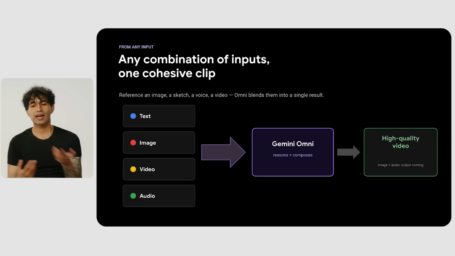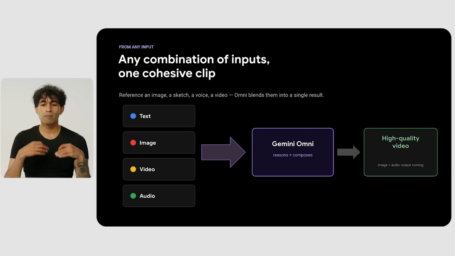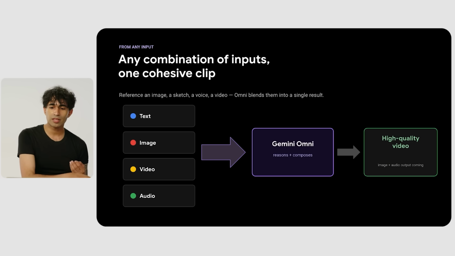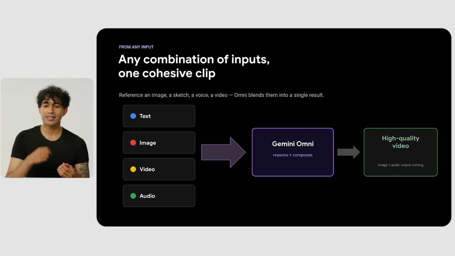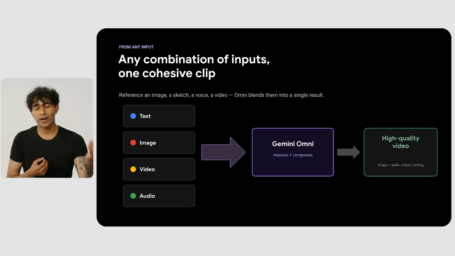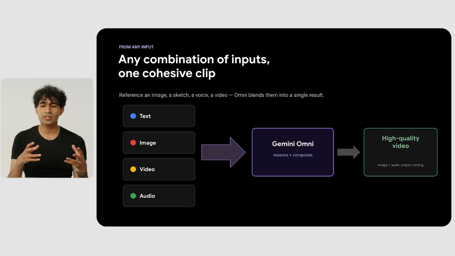So the mechanic that makes Omni different is this. Most video tools will take a prompt. Omni is able to take lots of different references, of any type. And I was just mentioning some of those. So you can hand it an image of a character. You can hand it a sketch of a scene, a voice clip, an existing video, and a line of text or a spec. And it can fuse all of this into a coherent clip.